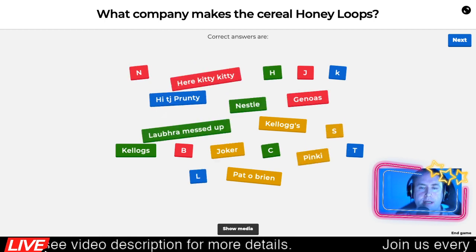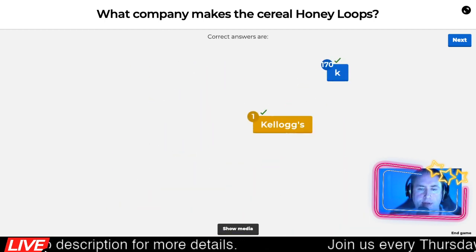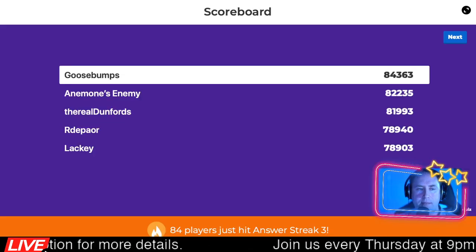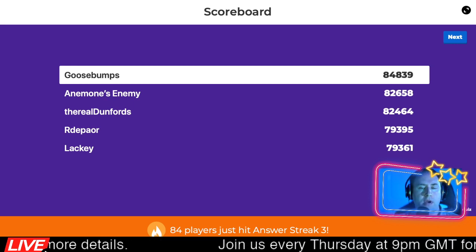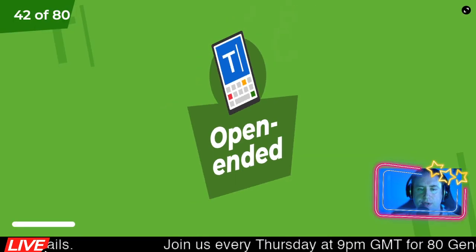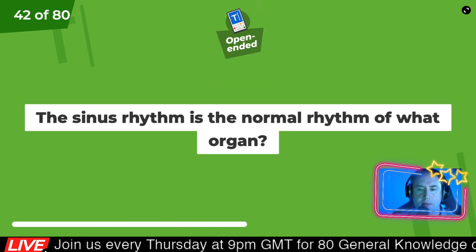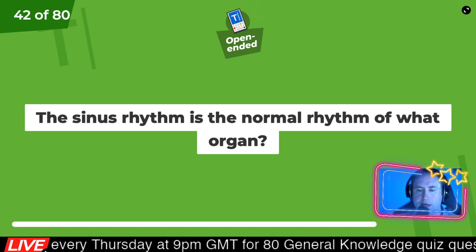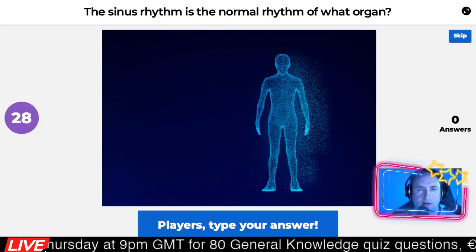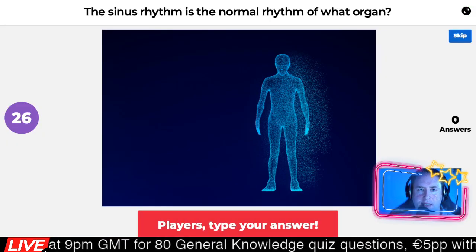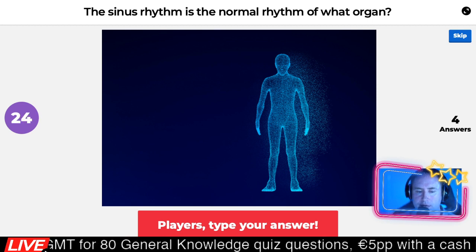Correct answer here, it is K for Kellogg's. First letter of your answer, question 42 here. The sinus rhythm is the normal rhythm of what organ? I need the first letter of your answer.